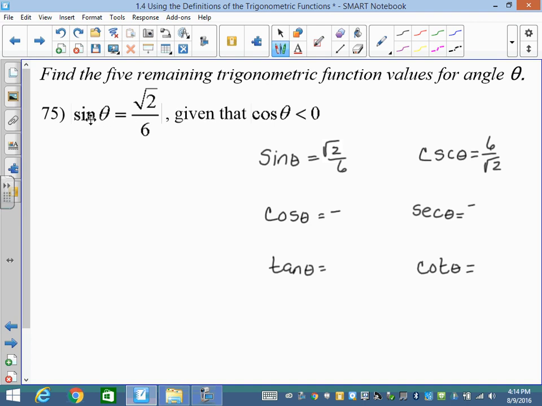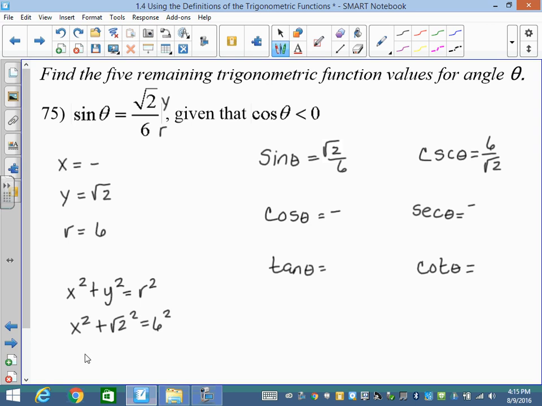Okay, so this one here, remember, sine is y over r. They're telling you that cosine is going to be negative. So we need x, which we know is going to be negative, y, which we know is square root of 2, and r, which we know is 6. So x squared plus y squared equals r squared. So x squared plus square root of 2 squared equals 6 squared. So x squared plus 2 equals 36. So x squared equals 34. So x equals plus or minus square root of 34. But we know we want the negative square root of 34.